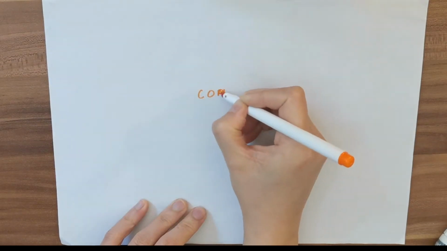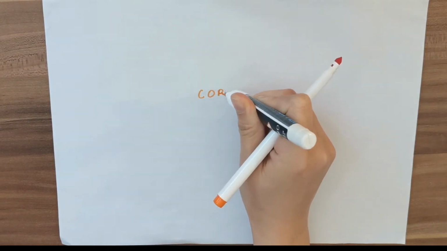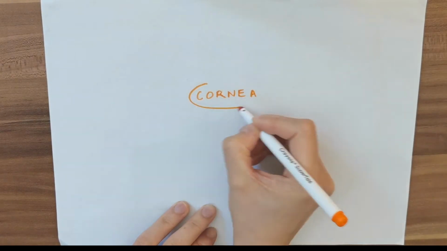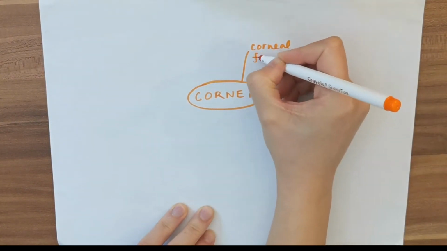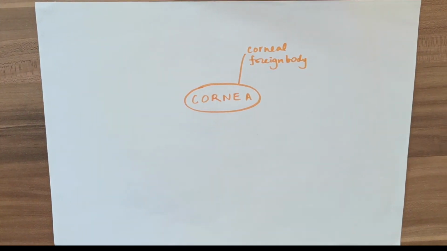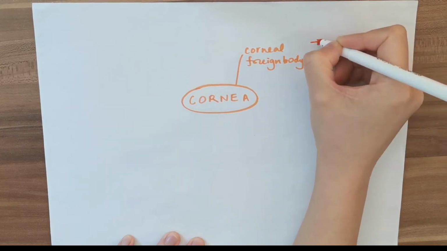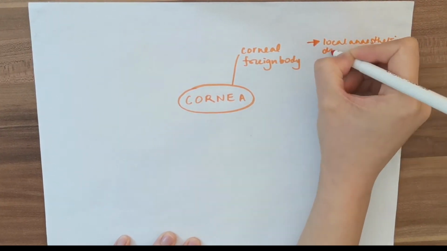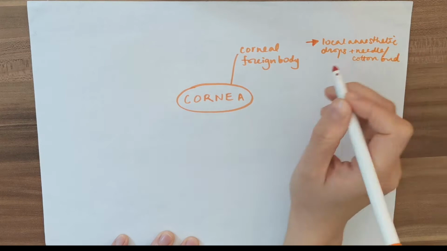Hello everyone, in this video we're going to talk about pathologies arising from the cornea that cause red eye. First off, we can have a foreign body that gets stuck in the cornea and that can give you a red eye, and we remove this with a bit of local anaesthetic drops and remove the foreign body with a needle or cotton bud under slit lamp, and you may or may not need antibiotic ointment as well.